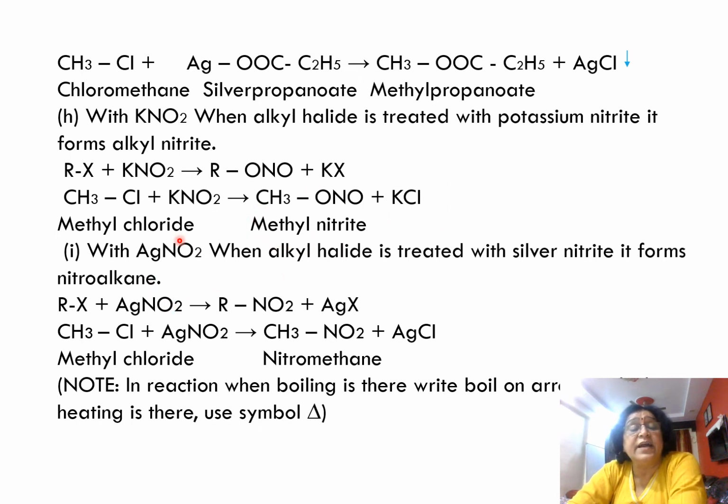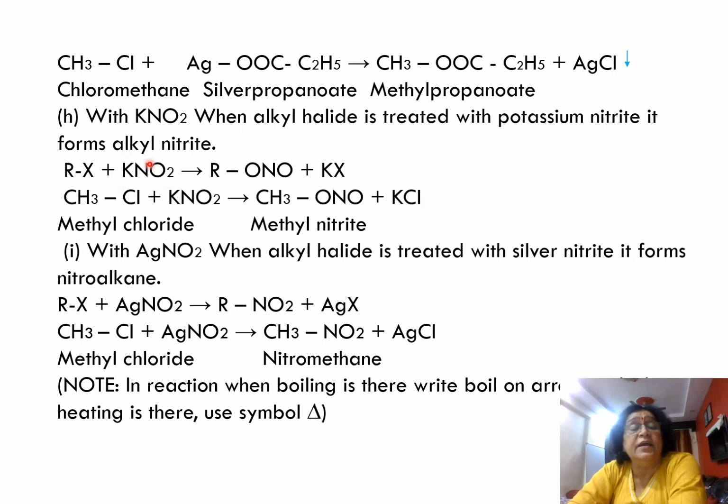While if it is reacting with silver nitrite, then it forms nitroalkane. So alkyl halide plus silver nitrite gives you RNO2 plus silver halide. So methyl chloride plus silver nitrite gives you nitromethane plus silver chloride. Clear? So in all the above reactions where boiling is written, the symbol delta has to be used above the arrow for heating or boiling. Clear?